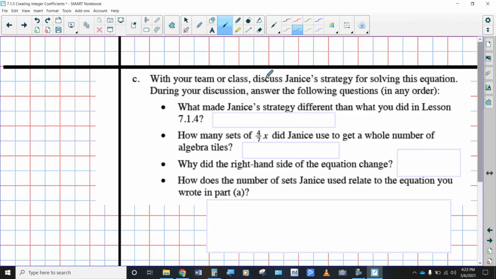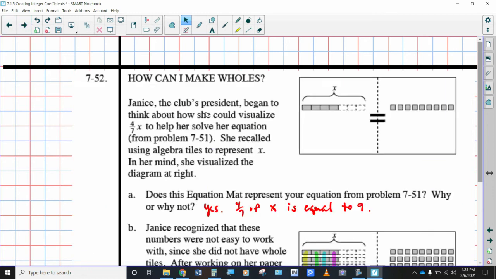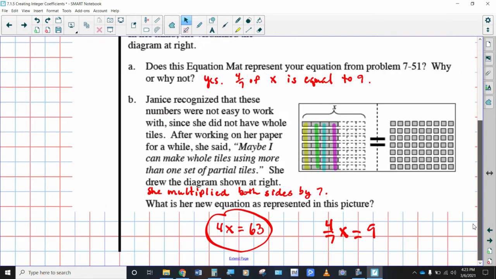With your team or class, or just thinking on your own because you're watching a video, think about Janice's strategy for solving this equation. What made Janice's strategy different than what you did in lesson 7.1.4? Remember, 7.1.4 was the one where we multiplied both sides times the reciprocal of our coefficient. In this case, we didn't multiply both sides times the reciprocal. What did we multiply both sides by? We multiplied times 7.